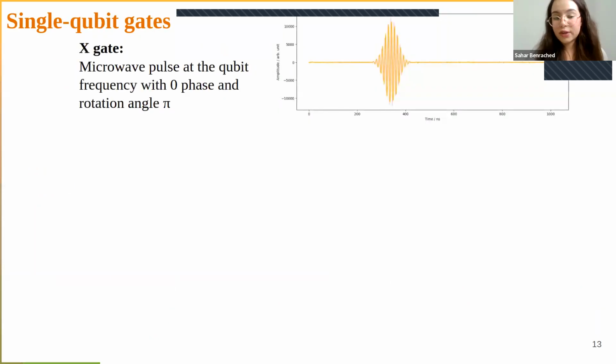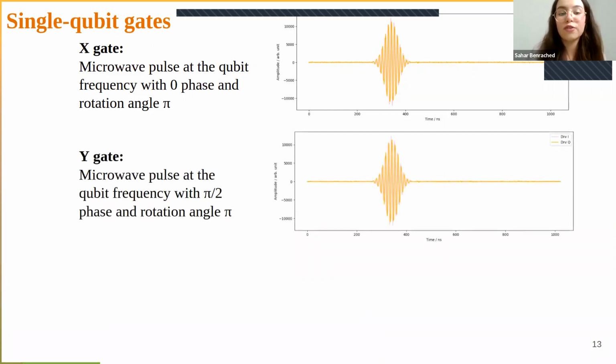So this takes us to the definition of the x-gate as a microwave pulse at the qubit frequency with 0 phase and a rotation angle of pi. And the y-gate is the execution of a microwave pulse at the qubit frequency with the pi-half phase and a rotation angle of pi. And as you can see, the only difference between the application of the x-gate and the y-gate lies in the phase of the signal.